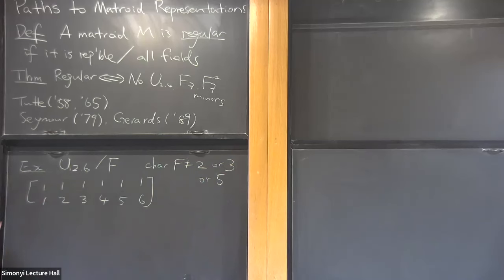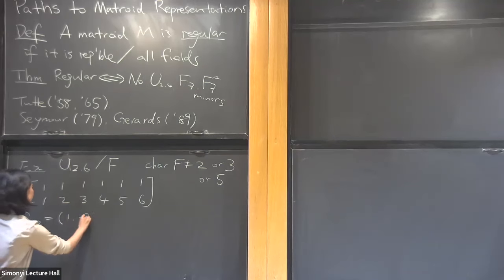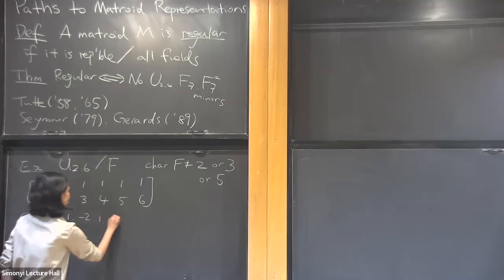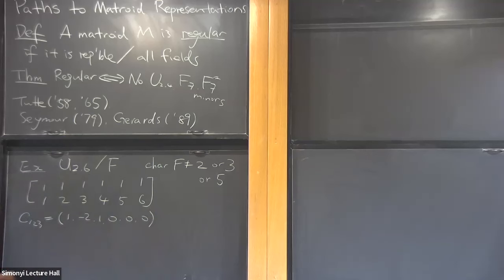Now, instead of this very standard matrix representation, I want to use a different idea, by the circuits or the hyperplane vectors. For instance, in this matroid, we have a circuit {1,2,3}. If {1,2,3} is a circuit, that means the corresponding columns are linearly dependent. It is a very basic linear algebra exercise to find the coefficients giving the linear dependence among the three vectors, and you can do it by observation. We can put 1, minus 2, 1, and is that correct? Okay. Then 0, 0, 0 for the remaining columns.